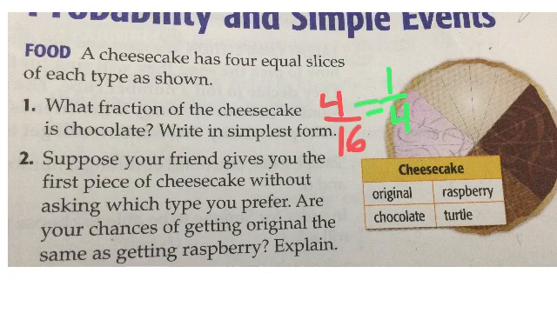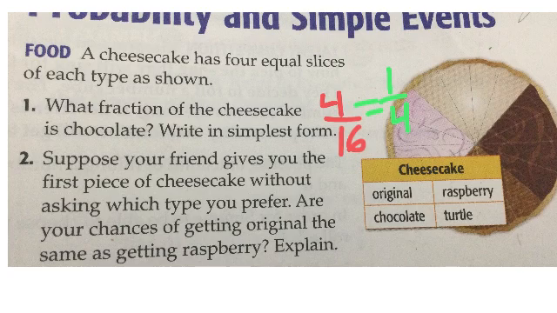Suppose your friend gives you the first piece of cheesecake without asking you which type you prefer. Are your chances of getting original the same as getting raspberry? Yes. They would be. Why? Because there are 4 raspberry pieces and there are 4 original pieces, you have the same chance of getting either one, which would be 1 out of 4 or 25% for every one of them.